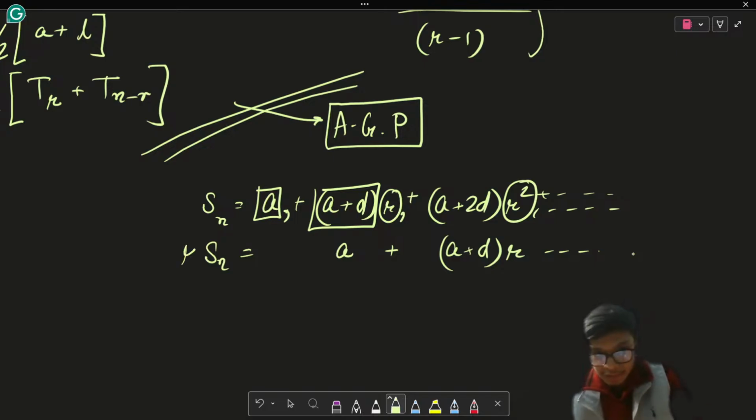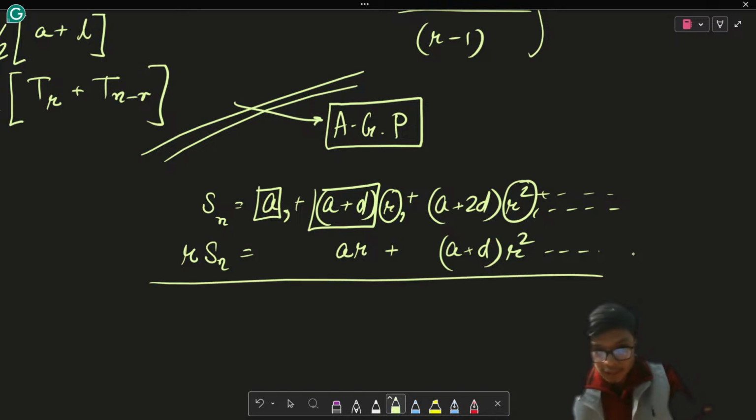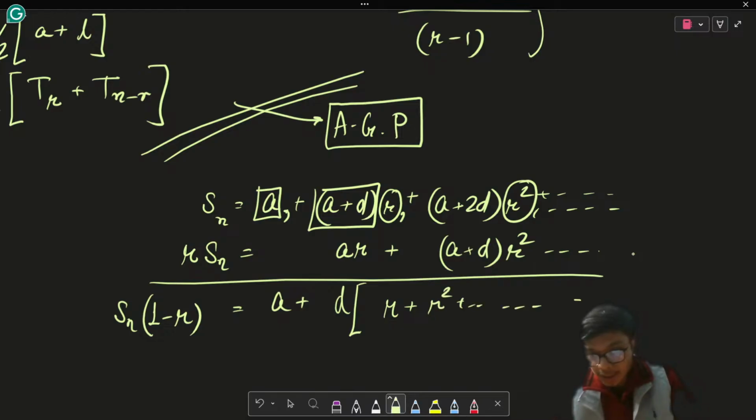So after that we need to multiply with r, like this, and then we try to subtract it. So we will get the result as (1 minus r) into S of n, which would be equal to... this ar will get cancelled out and we'll have r times, d will be taken out as constant, so we'll have r plus r square and so on up to the nth term, right?